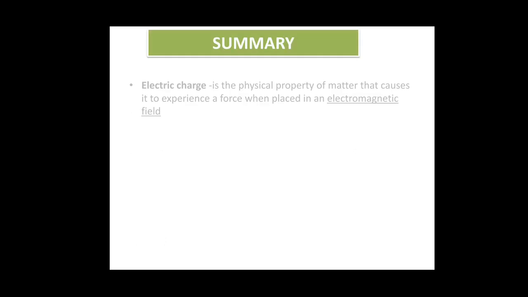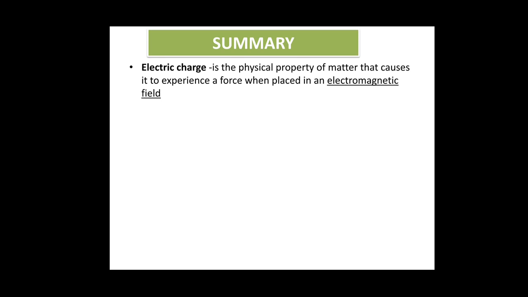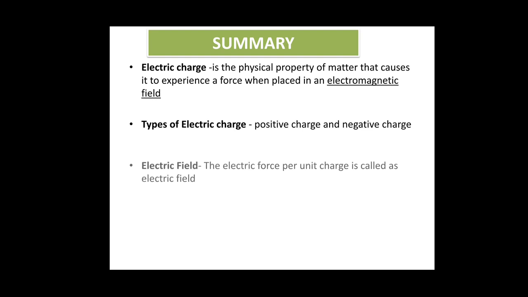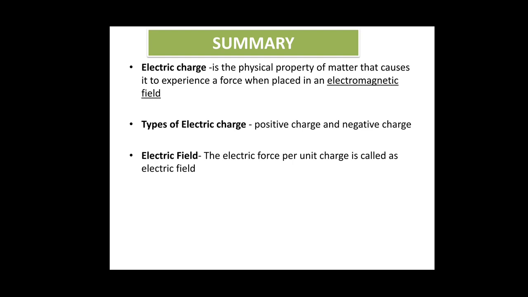Now let's summarize briefly what we have covered in this lecture. Electric charge is a physical property of matter that causes it to experience a force when placed in an electromagnetic field. Then types of electric charge. There are two types of charges, positive charge and negative charge. Then electric field, electric force per unit charge is called electric field. Its SI unit is Newton per coulomb and its equation is Fe upon Q.